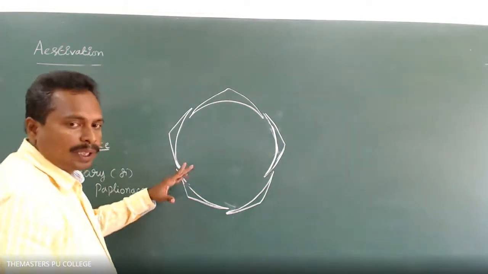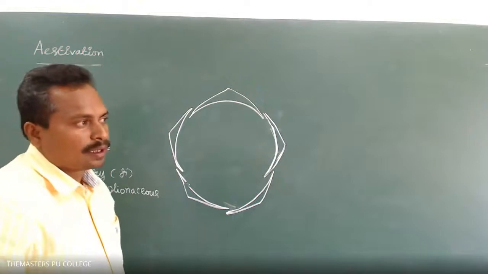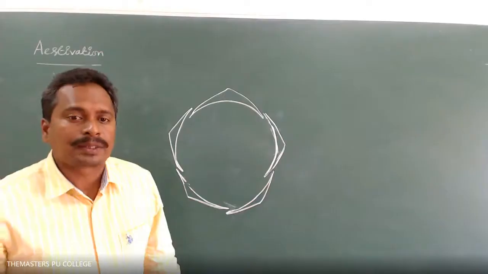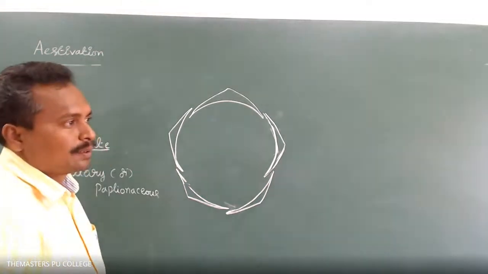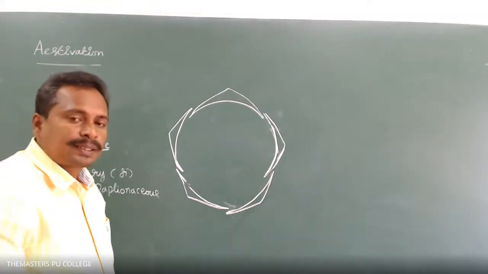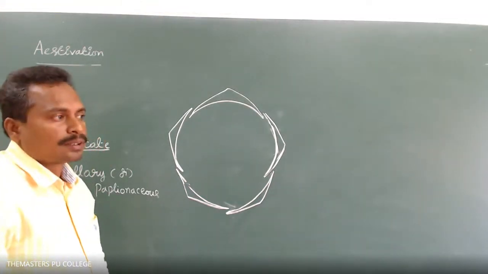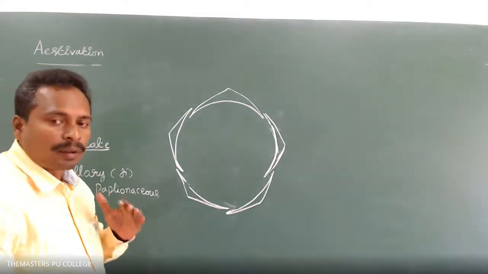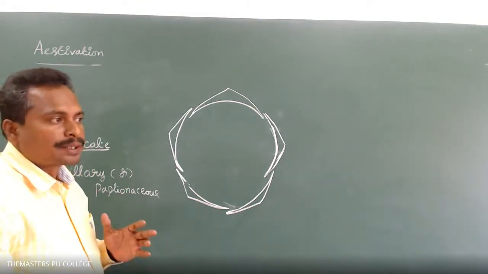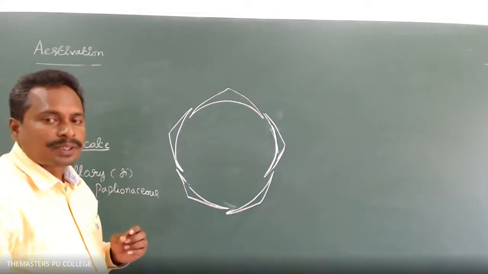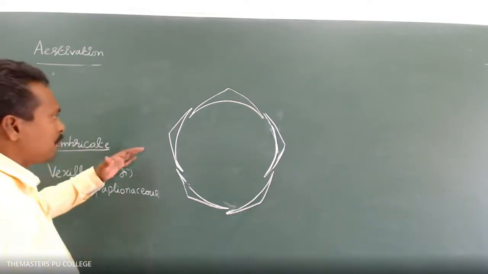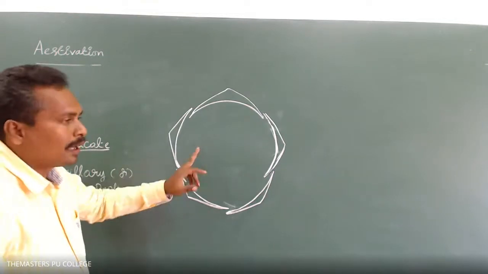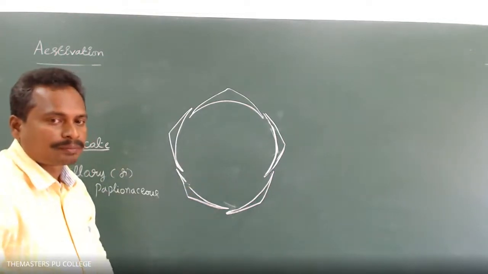So overlapping is there. Overlapping is seen in how many types of estivation? Among the four, three types: twisted, imbricate, and vexillary type of estivation. In valvate type of estivation, there is no overlapping; the members are not overlapped on each other. In imbricate type of estivation, the overlapping is there, but not in any particular direction.